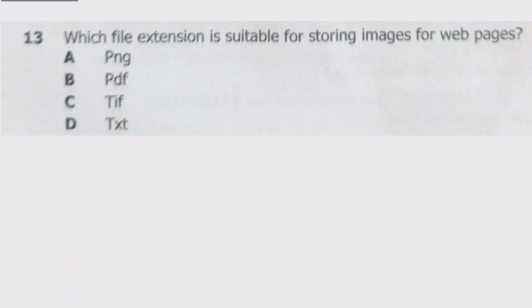Question 13 is as follows. Which file extension is suitable for storing images for web pages? A, PNG. B, PDF. C, TIFF. D, TXT. Okay, so the correct extension for storing images for web pages is A, PNG.